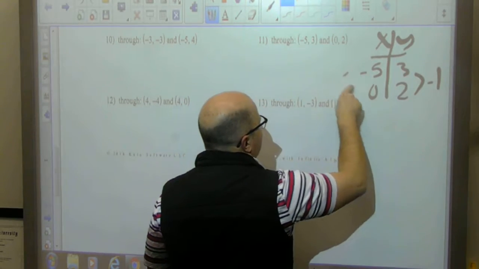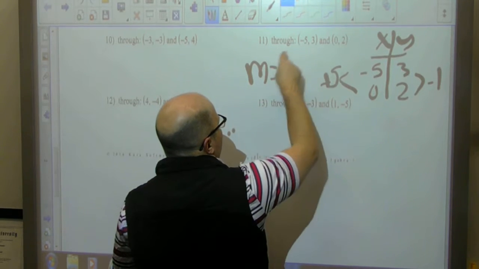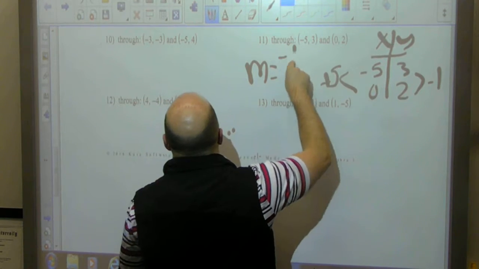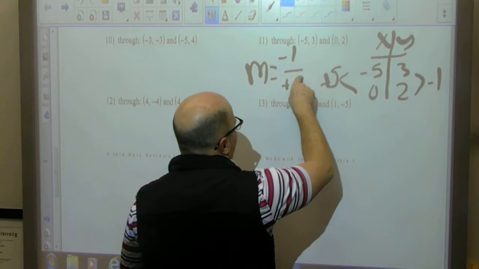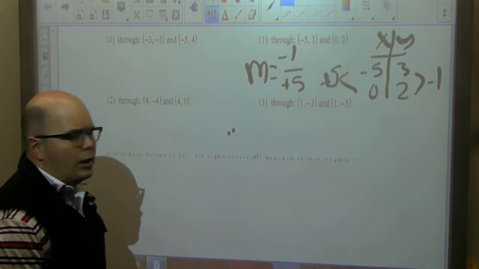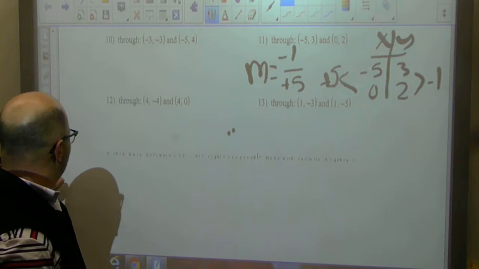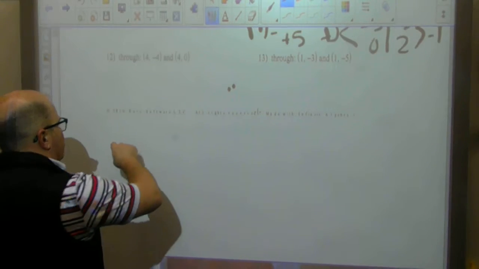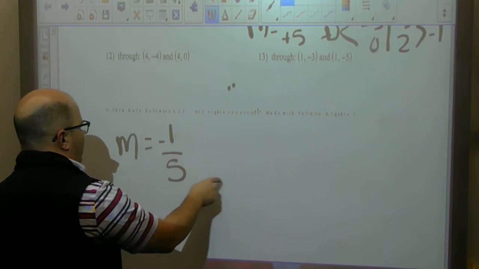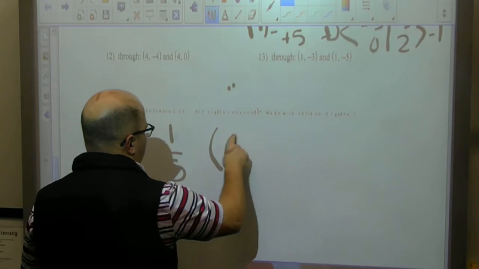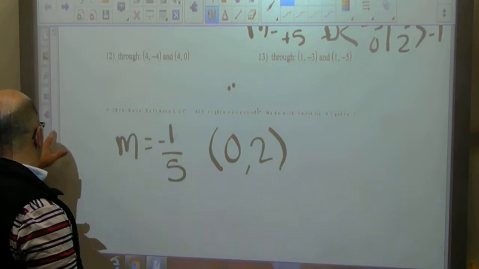That's -1 plus 5. So now I know my slope is -1 over +5. That's my slope, my rise over my run. So now that I have that, I'm just going to come down here and put it into my point slope form. I know my slope was equal to -1/5, and I have a coordinate which was (0, 2), and I'm just going to plug that into my equation.